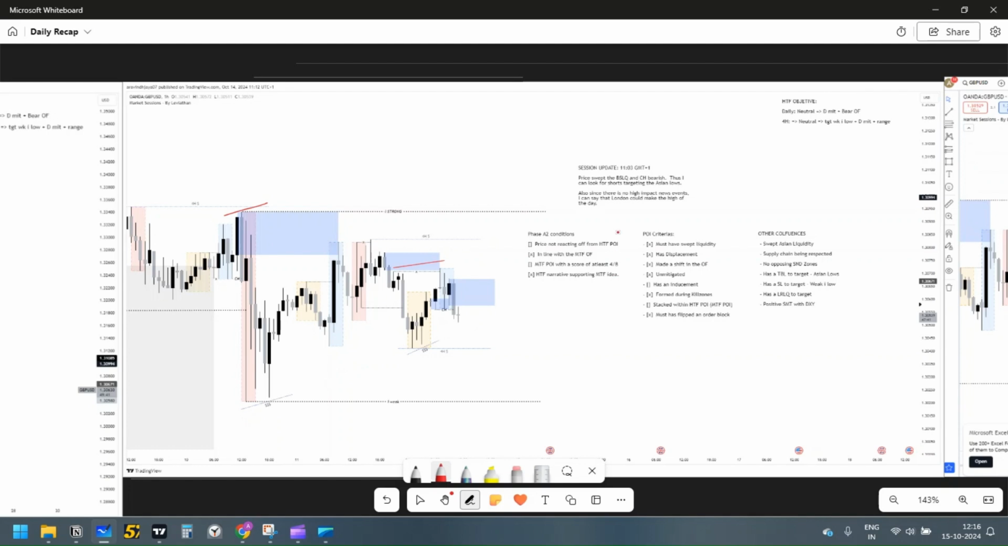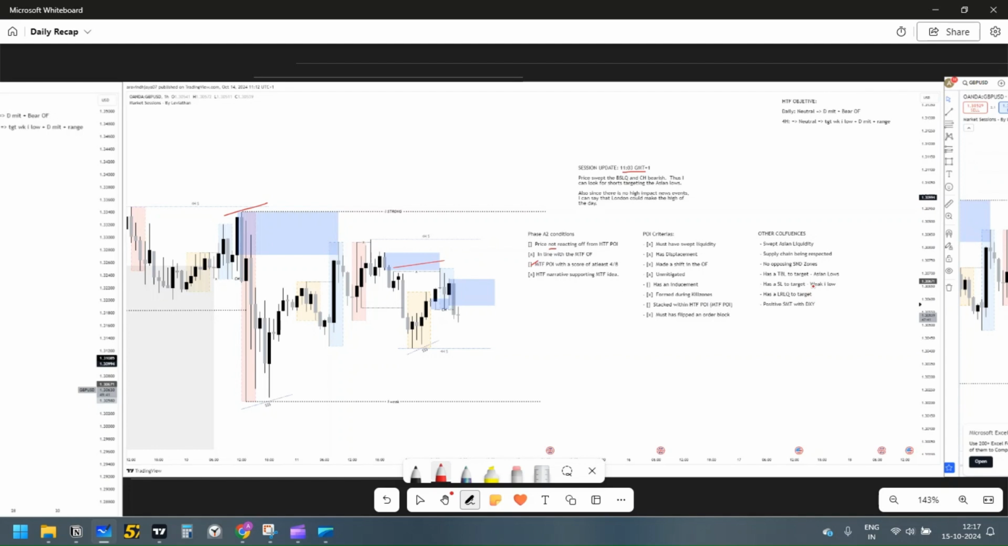So immediately at 11:03 we can look for the phase A2, the price reacting off from the high time frame POI. Sorry, not reacting, but the price is reacting, so I can't tick this box. It is in line with the medium time frame order flow, and the POI satisfied 6 out of 8 criteria, so this box is ticked. And the high time frame is supporting the medium time frame partially.